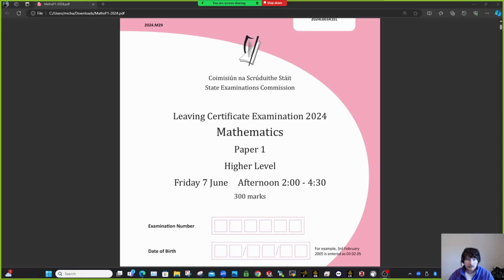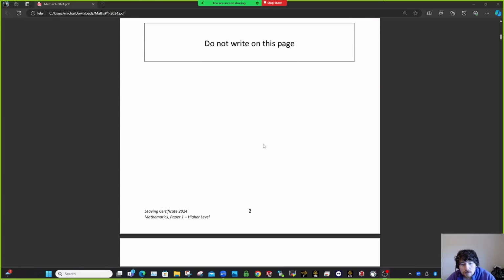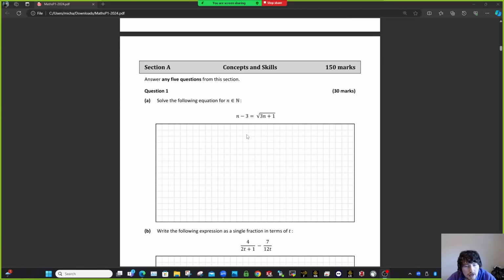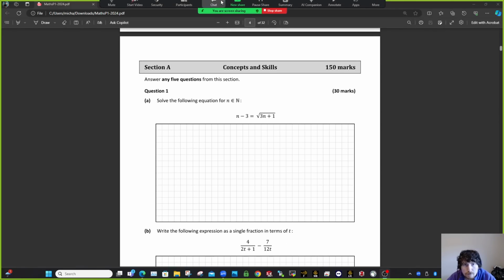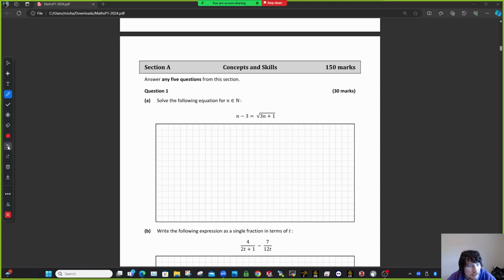Okay, hi guys. So we'll go through the 2024 Leaving Cert Maths Paper 1 here, higher level as well. We'll just go through the solution for it. It's a very easy exam, to be honest. So it would have been quite fair for a lot of people.